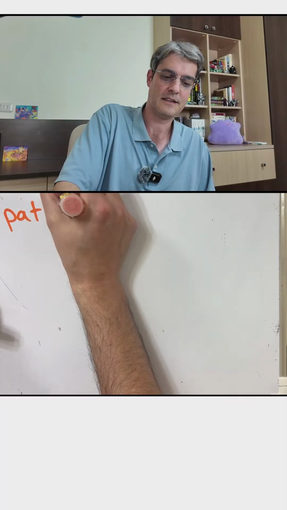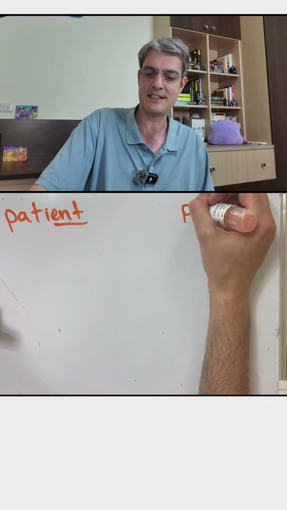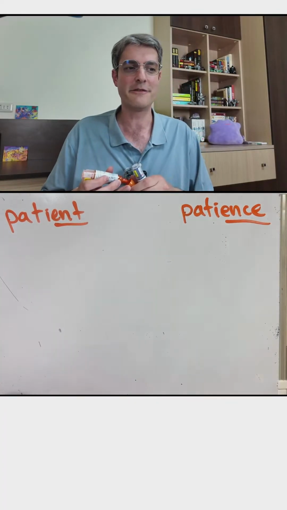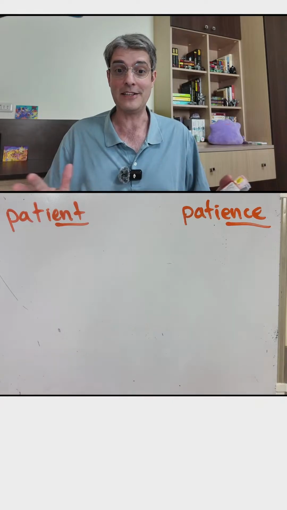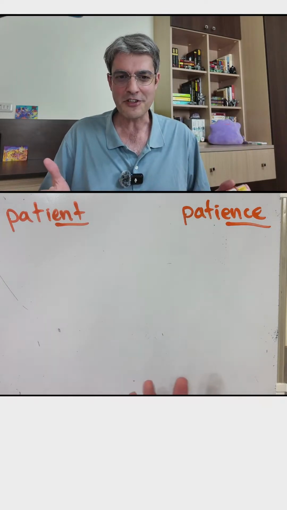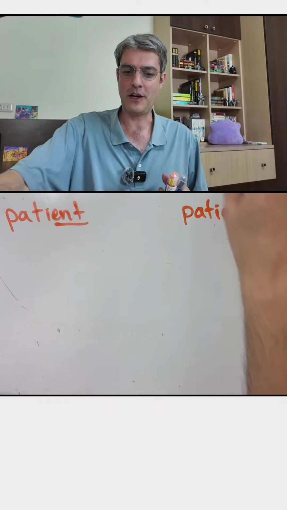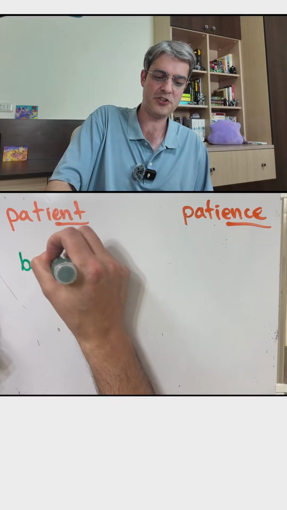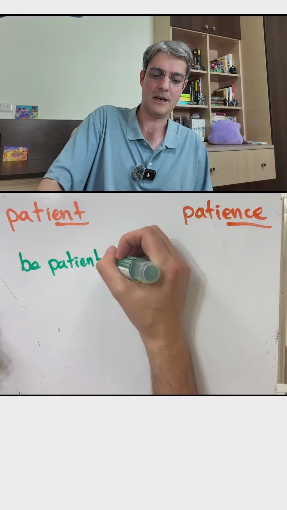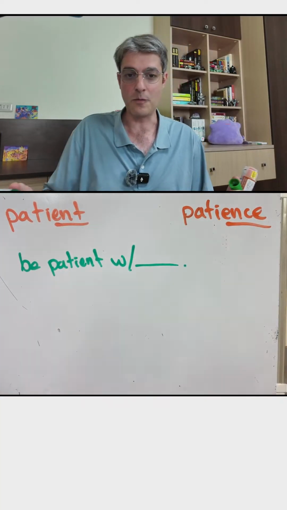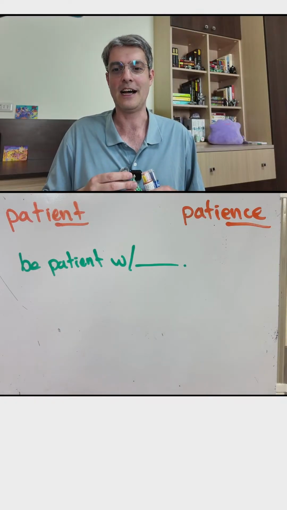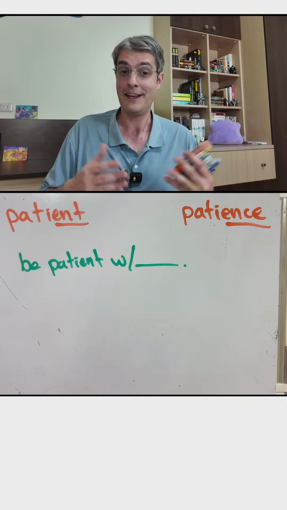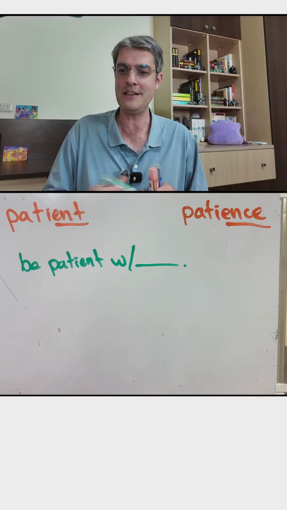There's our adjective, and patience, ending in ence, is our noun form. So this is the ability to stay calm, especially while waiting. And we often use the expression to be patient with, and then someone or something. So I could say, if you want to be a successful teacher, well, you have to be patient with students because not everyone learns at the same speed.